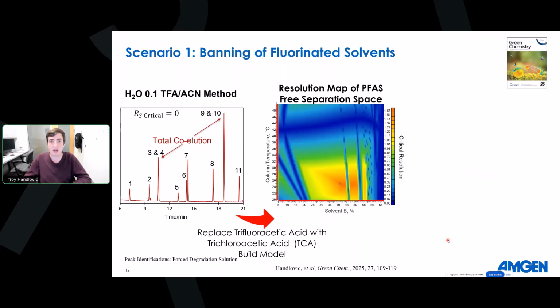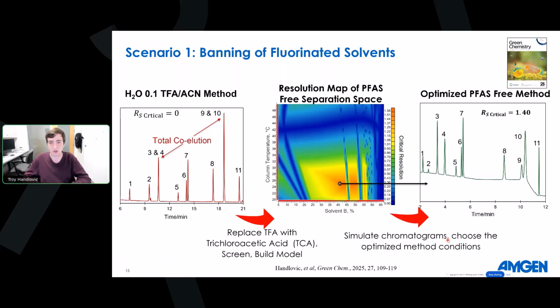So to do that, we replaced the TFA with trichloroacetic acid, which would not be banned if PFAS got banned. And we built our model, and here we look at the resolution map of the PFAS-free separation space. We see that there is some resolution in that bottom right quadrant. And then we chose a condition from this map after just those 9 experiments. And we were able to now move our critical resolution from 0 to 1.4. So we see it's almost baseline resolved. 9 and 10 are just slightly overlapped, as well as 6 and 7. And we're able to remove the PFAS. So this is greener and higher performing at the same time.